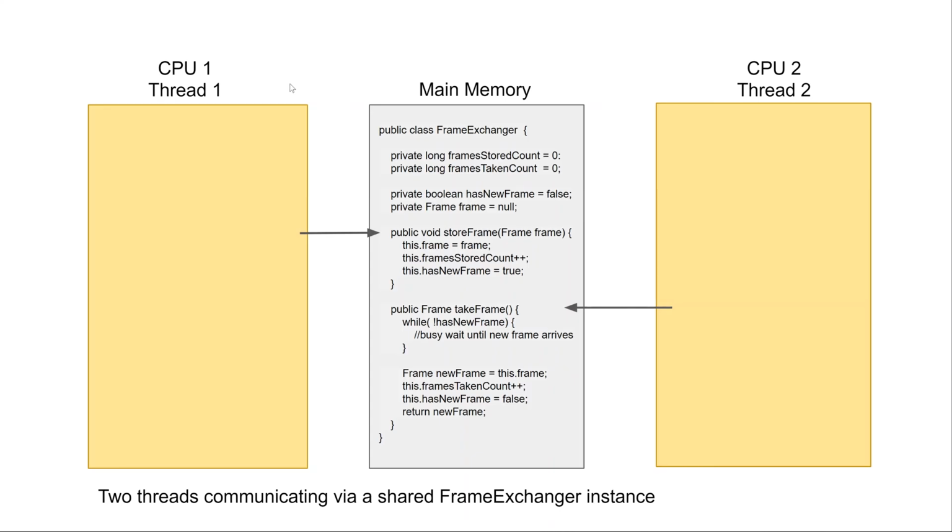Imagine an application that has two threads running on separate CPUs and where thread 1 produces frames to be drawn on the screen and thread 2 consumes these frames and draws them on the screen. The two threads communicate through a shared instance of this FrameExchanger class, which I have shown you here in the middle. Thread 1 will continuously call storeFrame and thread 2 will continuously call takeFrame. Now the implementation here is not very well designed, but that is on purpose. That is in order to be able to illustrate some of the problems which the Java happens before guarantee will eventually help us solve.